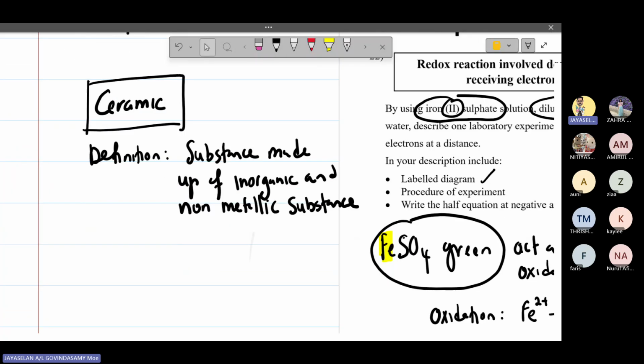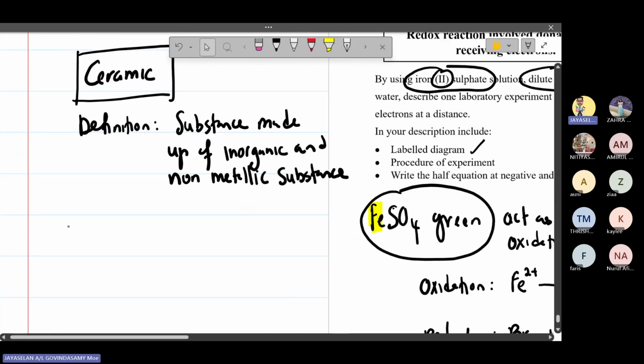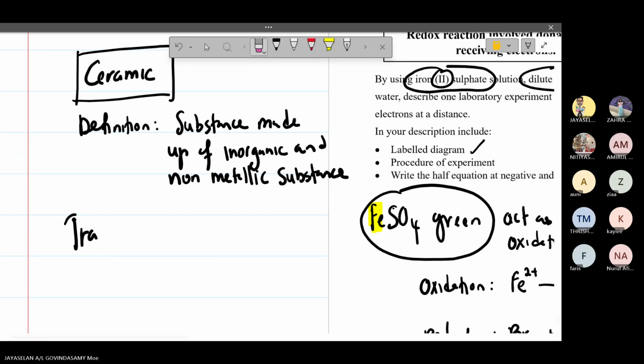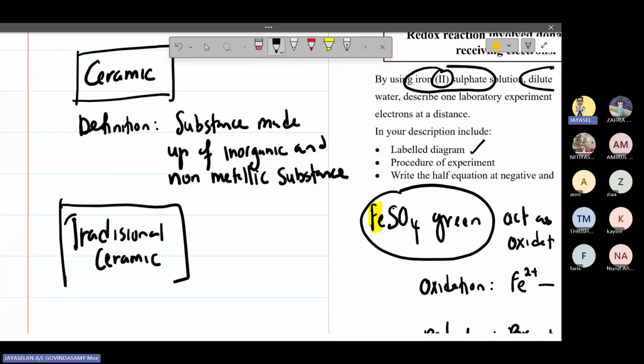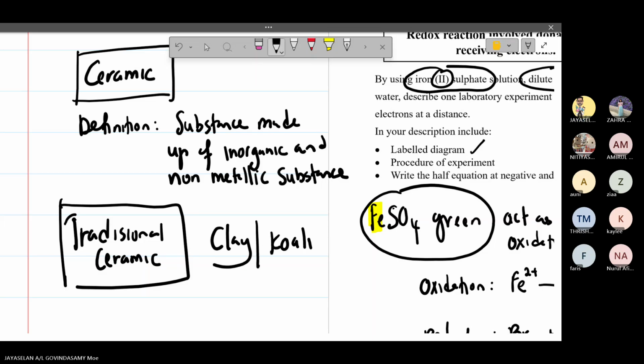Okay, now ceramic has two types. One is called traditional ceramic. If they ask, give me an example of traditional ceramic, you put what? Clay, tanah liat. Or you can put kaolin, aluminosilicate. Understand? Just put clay or kaolin.